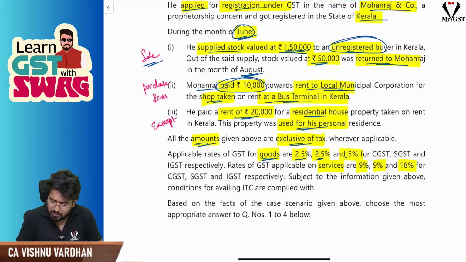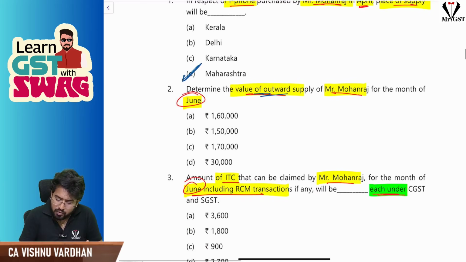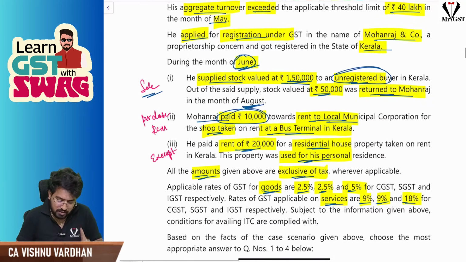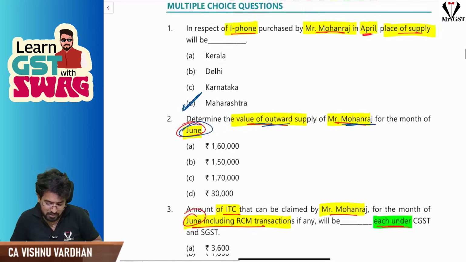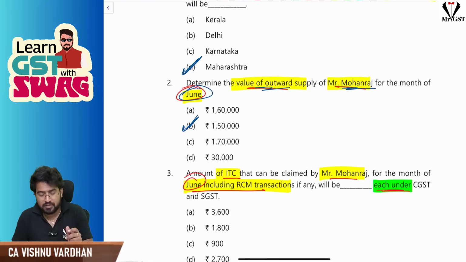On goods it is 2.5, 2.5, 5. Services 9, 9, 18. So this point you should be careful a little bit. And they have asked, first question we have answered, value of outward supplies of Mr. Mohan Raj for June. June only 3 transactions. In that one supply is there. In that value is 1,50,000. Return is happening next month. Okay, sorry, that next month. So now for June month, value of supply is 1,50,000. You should not reduce that. So it is 1,50,000. To trick this question, actually, they should have given one option of 1 lakh.